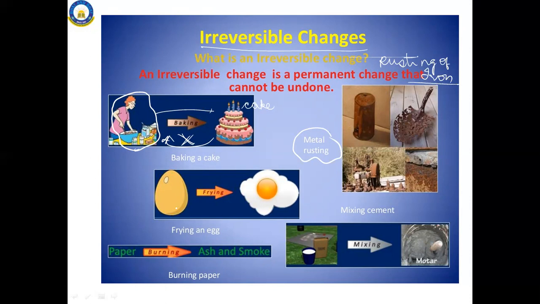And frying of an egg, again this cannot be reversed. Burning of paper will form ash and smoke, so it cannot be brought back. And mixing of cement as well. The best example is hardening of cement. So these are examples for the irreversible change. I hope you all have got an idea what irreversible change is.